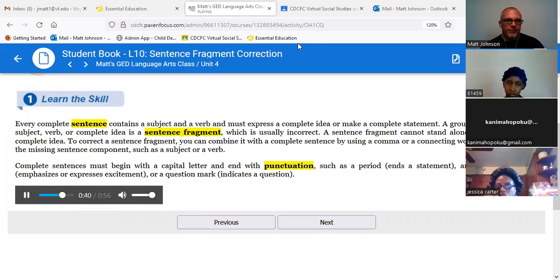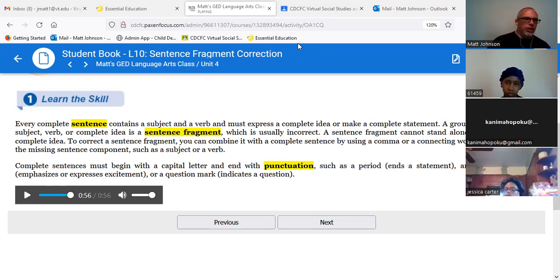Complete sentences must begin with a capital letter and end with punctuation, such as a period ends a statement, an exclamation point emphasizes or expresses excitement, or a question mark indicates a question.